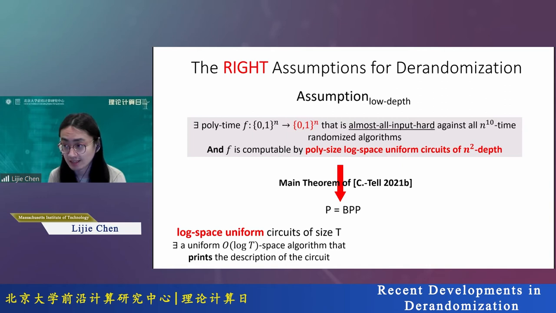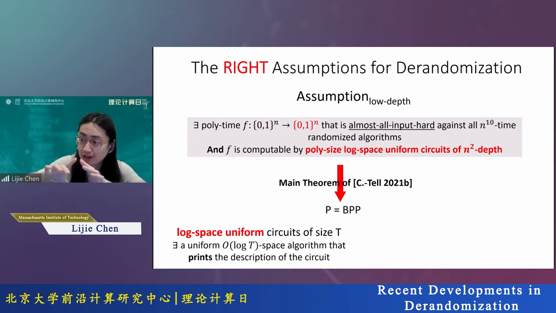So having a log space uniform circuit is not really a constraint. The constraint is on the depth. So now the depth has to be n squared. The circuit can be very, very large, like n to the 1,000 width, but the depth has to be a fixed polynomial. It's not a super parallelizable function, but it has to be fixed polynomial time parallelizable in some sense.